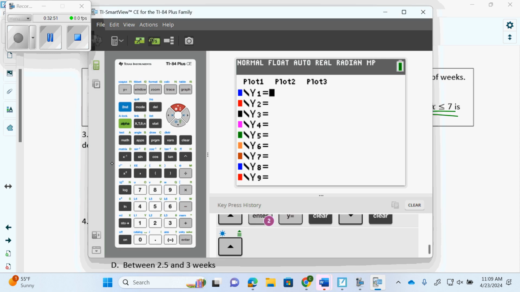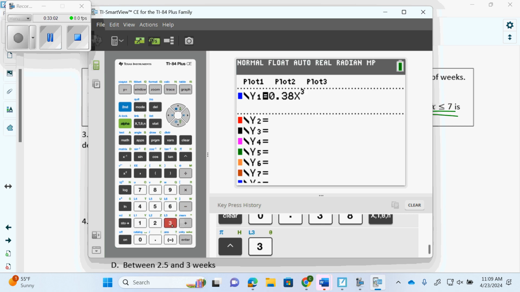So we have 0.38x cubed. I just pushed clear. x cubed minus 3.81x squared.